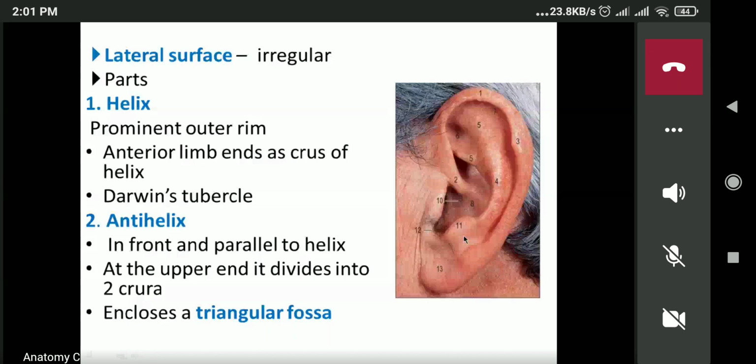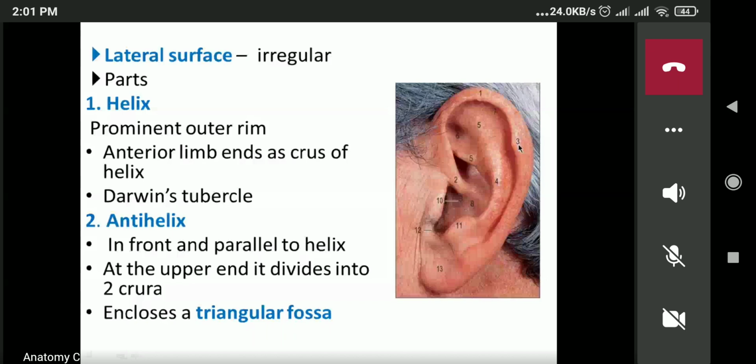Okay, now this is the helix. The helix is the prominent and outermost rim. If we trace the helix anteriorly, it ends as the crus of the helix. So this is known as the crus of the helix. The helix also has a tubercle here, known as Darwin's tubercle. Within the helix, you'll find a small projection which is known as Darwin's tubercle.